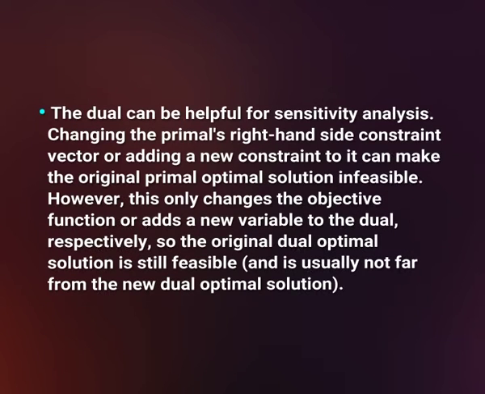The dual can be helpful for sensitivity analysis. Changing the primal's right hand side constraint vector or adding a new constraint to it can make the original primal optimal solution infeasible. However, this only changes the objective function or adds a new variable to the dual respectively. So, the original dual optimal solution is still feasible and is usually not far from the new dual optimal solution.